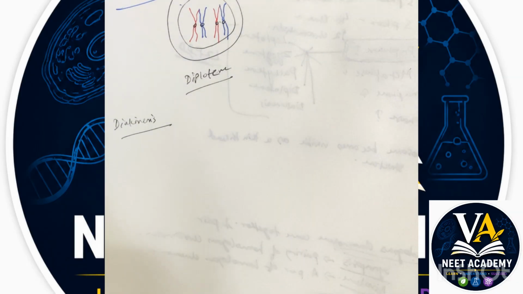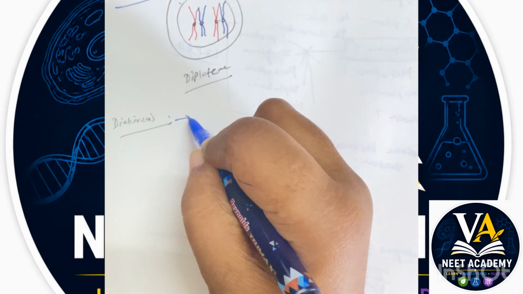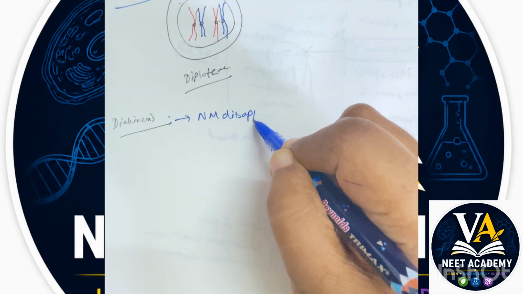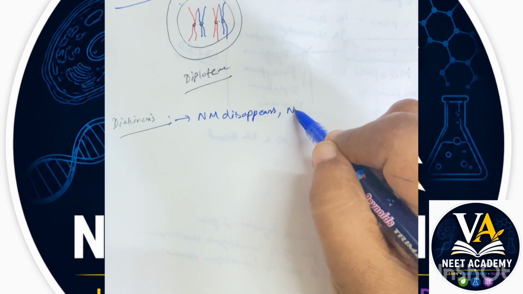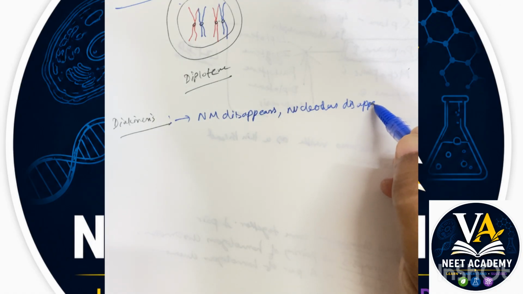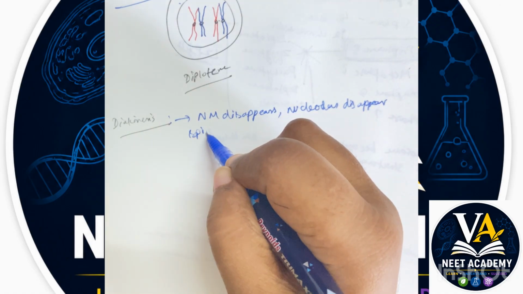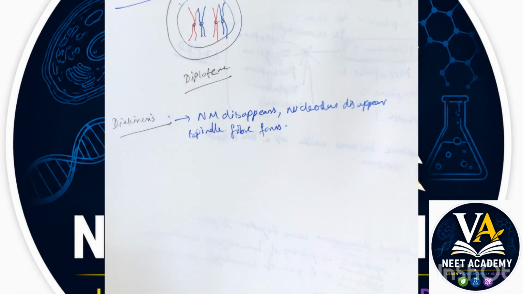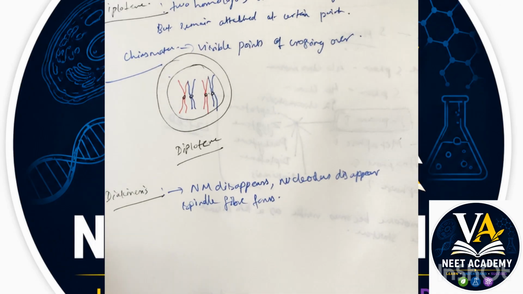Here in diakinesis, the final stage of prophase, the nuclear membrane disappears, the nucleolus disappears, and spindle fibers begin to form. So ultimately the cell is preparing itself for the chromosome movement to happen.